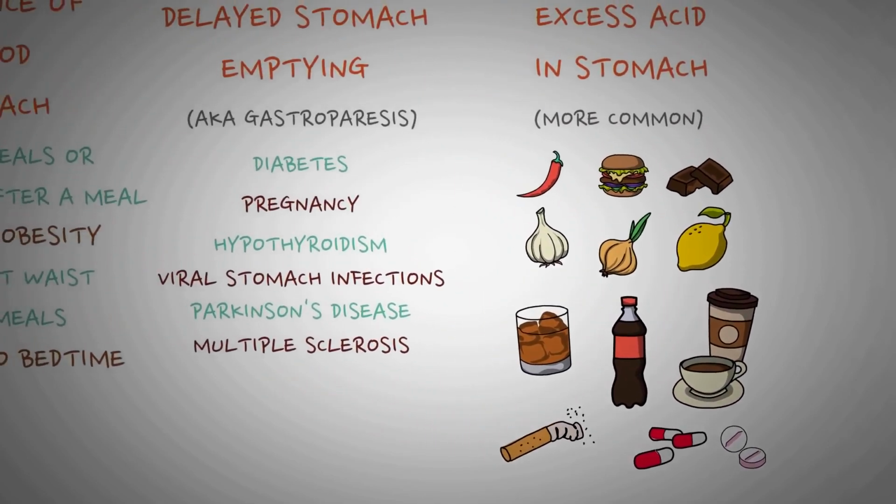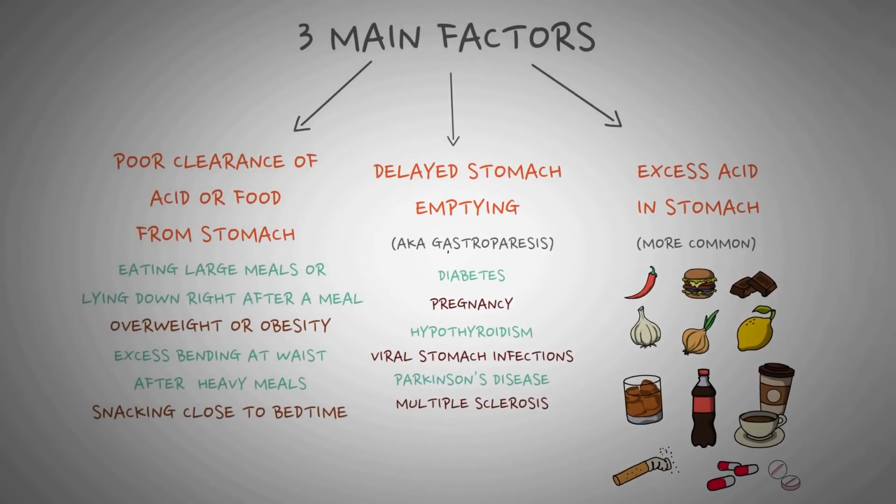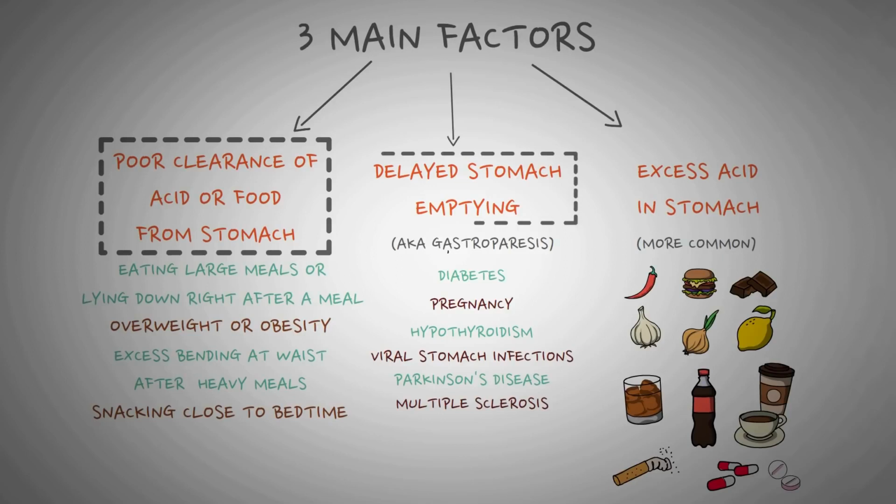So these were the three main factors which can lead to gastroesophageal reflux disease, which is poor clearance of acid or food from the stomach, which can be due to eating large meals at once or lying down early after eating meals. Obesity is also an important reason for this. Delayed gastric emptying, also known as gastroparesis, can be due to diabetes, pregnancy, hypothyroidism, and many other factors. The last and the most important factor is the hypersecretion or excessive secretion of acid from your stomach, which is due to eating wrong types of foods and beverages, taking too much stress, smoking, and certain medications.